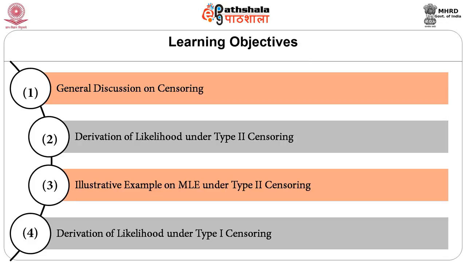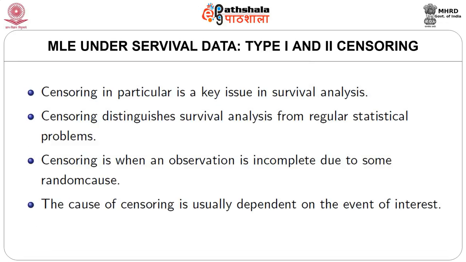In this module, we will study how to frame the likelihood function and discuss the maximum likelihood estimation under type 1 and type 2 censoring. Censoring in particular is a key issue in survival analysis. It is censoring which distinguishes survival analysis from regular statistical problems. Censoring is when an observation is incomplete due to some random cause. The cause of the censoring is usually dependent on the event of interest. That is why we will study the maximum likelihood estimation under survival data in the presence of type 1 and type 2 censoring.